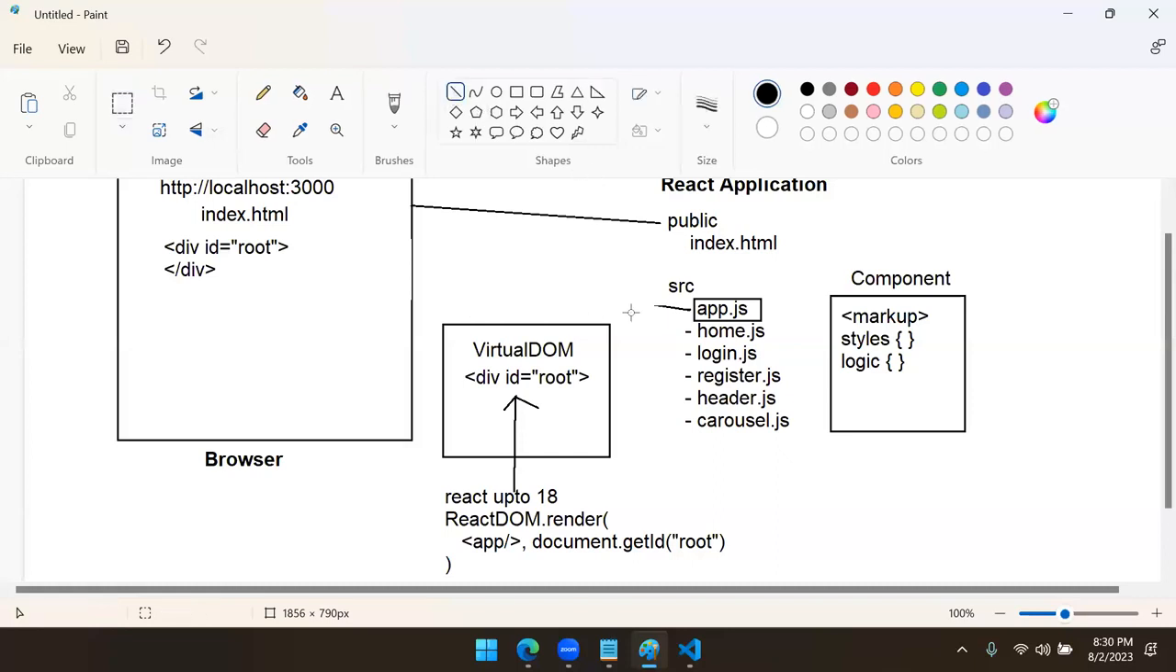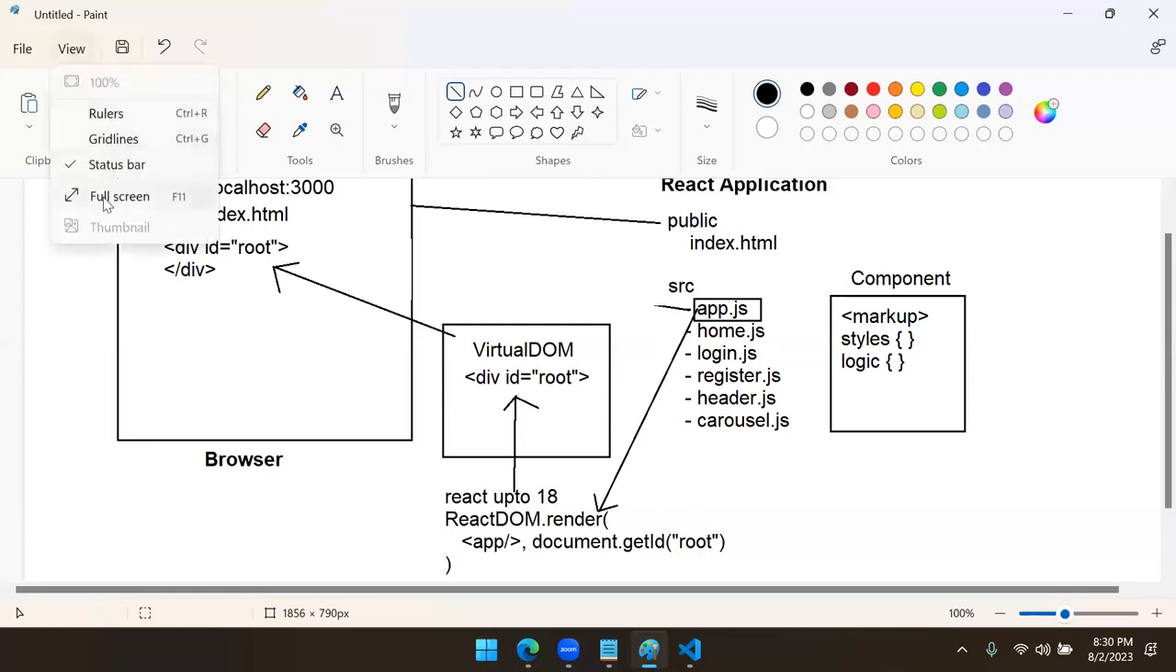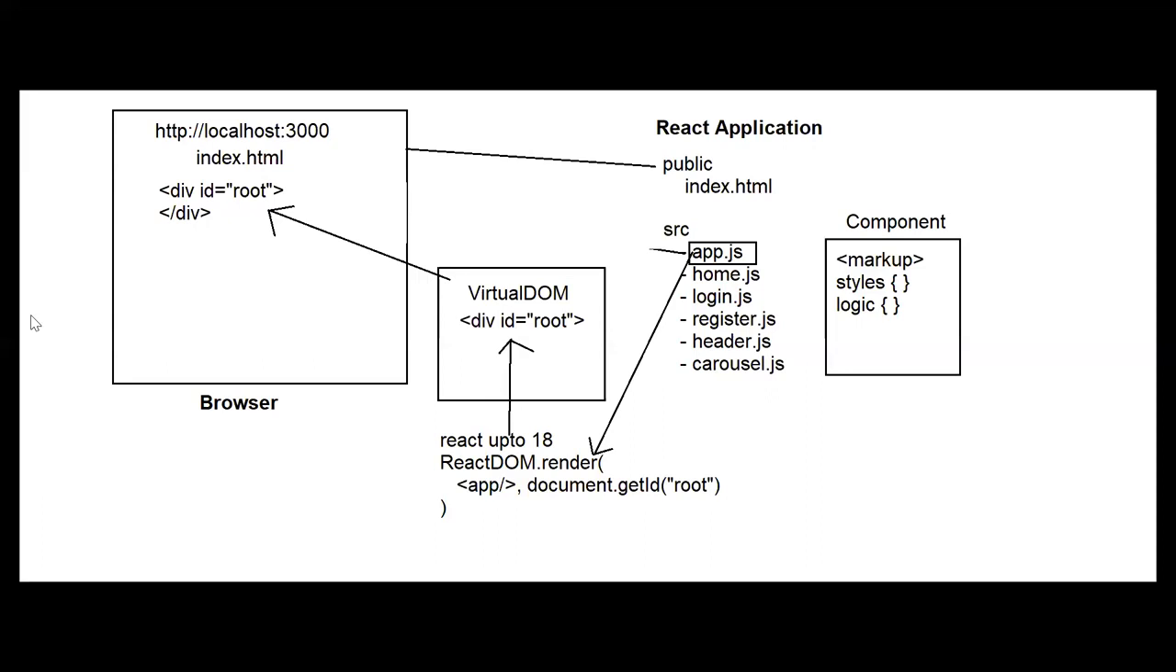What is happening? This app.js is coming here and it is rendering into the virtual DOM. Am I right? After rendering into the virtual DOM, this virtual DOM will later update into the actual DOM. This is the process actually happening in your React application. That means this is going to render and display like this.